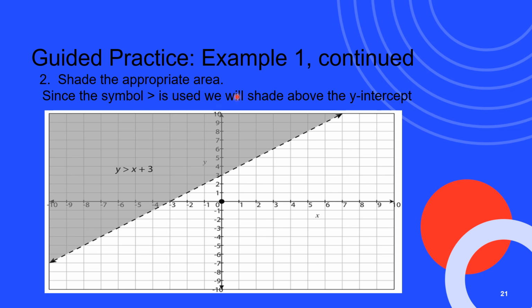Now shade the appropriate area. Since the symbol greater than is used, we will shade above the y-intercept. So this is the half plane that is being shaded. Okay, this part, this shaded region here. Now all of it. Okay, so this gray color is the graph of y greater than x plus 3.